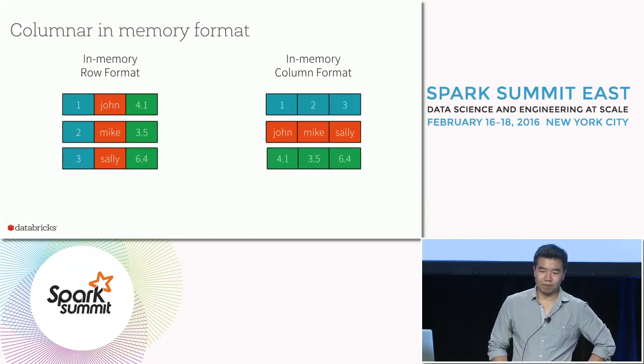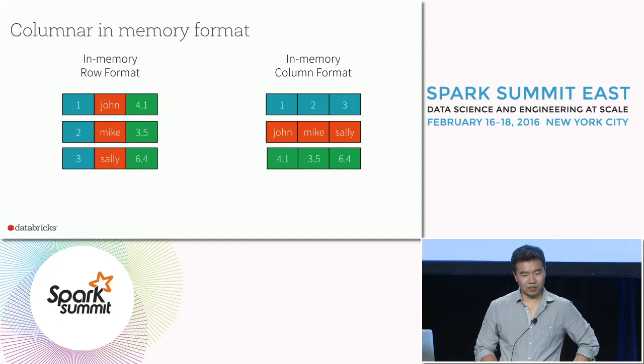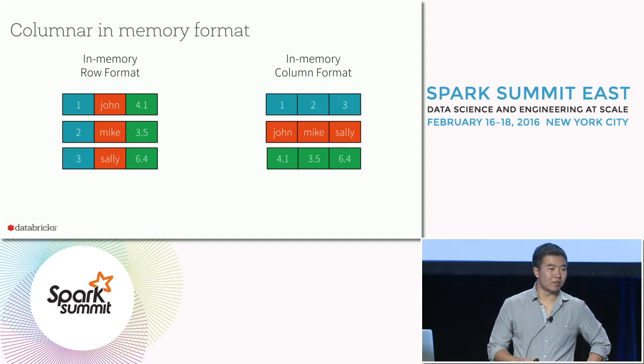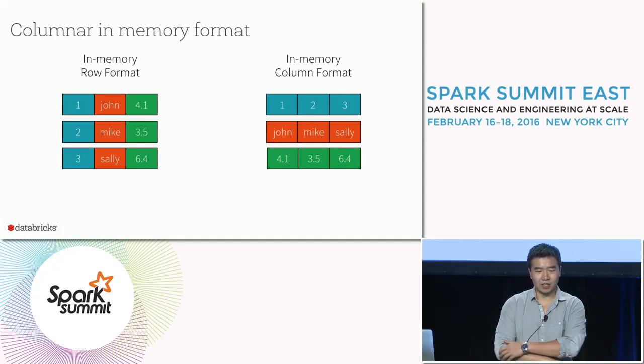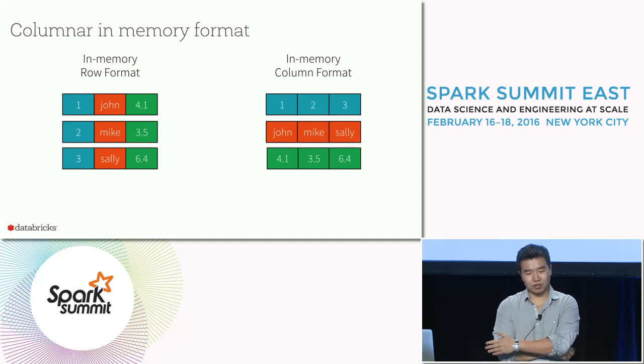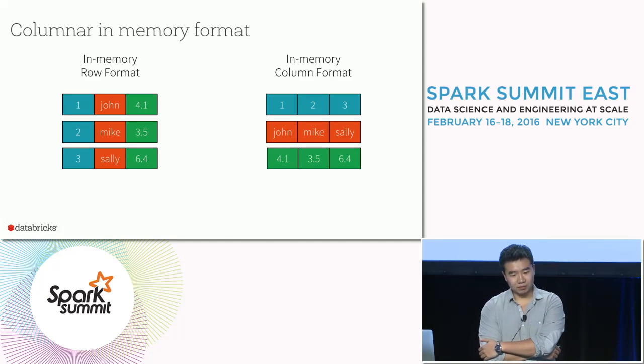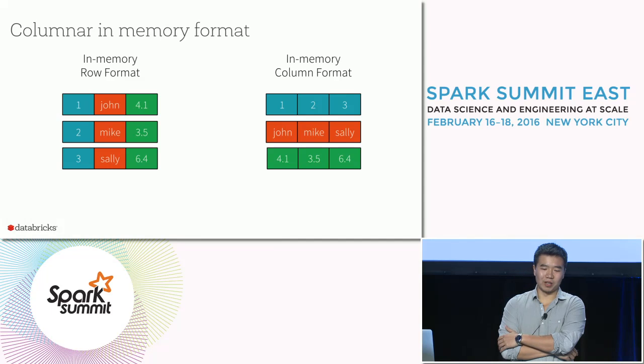So kind of the key here is that Spark in the 1.x releases uses a row-based in-memory format. In this case, my data has an integer column, a string column, and then a floating point column. In a row-based format, those are arranged sequentially, right? So you have an int followed by a string, followed by a float, and then on to the next row.